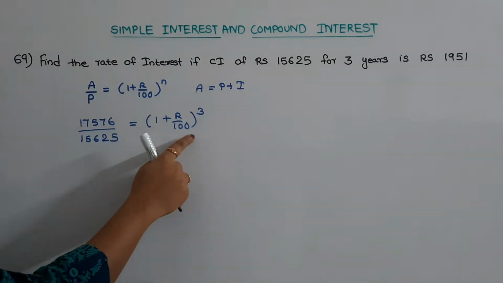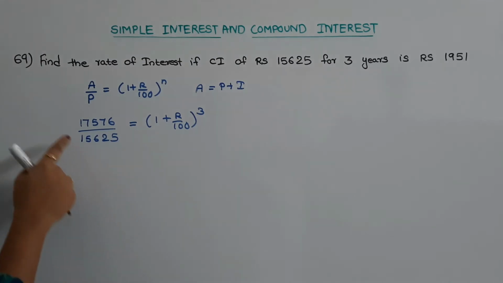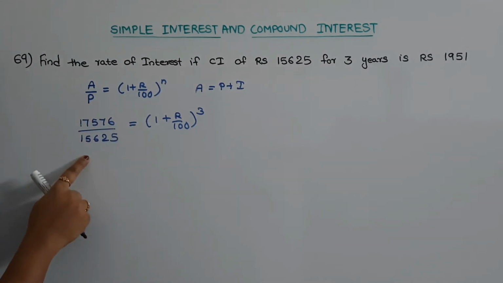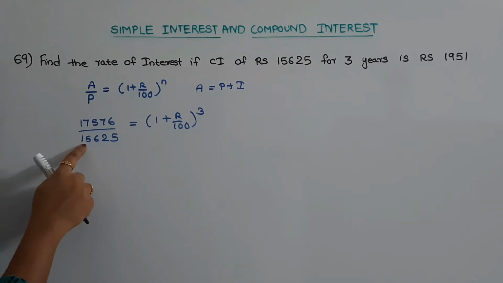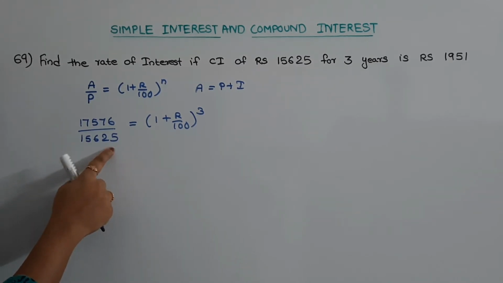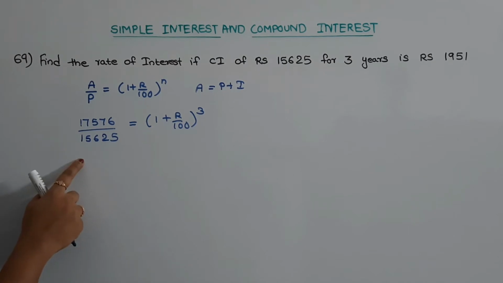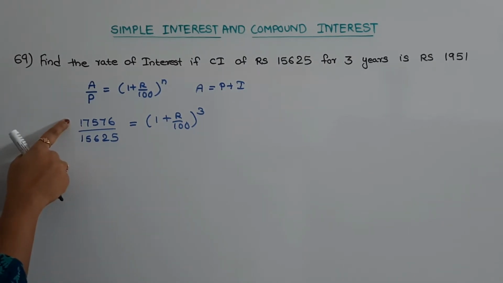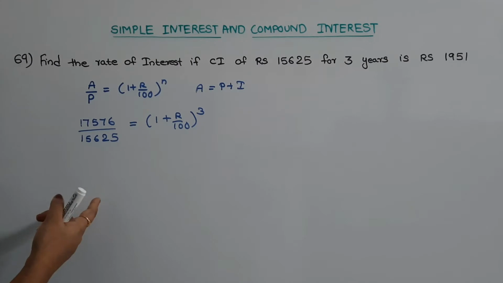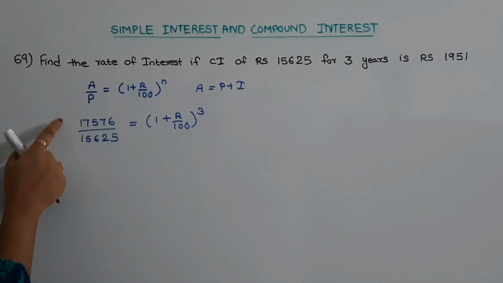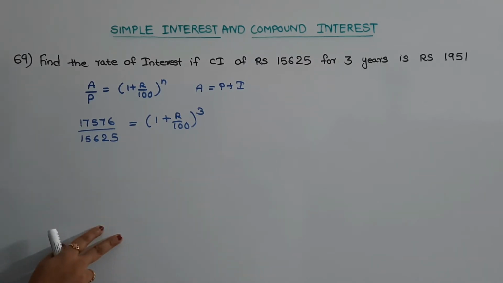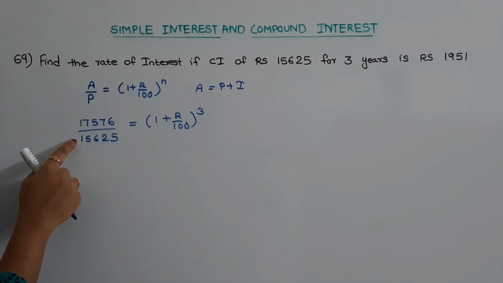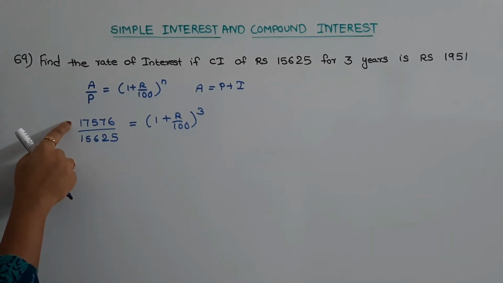Now here the RHS is given in terms of cube. So we need to convert this LHS part also in terms of cube in order to get the value for R. So this 15,625 is the cube of 25. And this is the cube of 26. Now in order to find those values, we need to find out the cube root of these two numbers. There is an easy method to find out the cube root of numbers that I will explain soon after solving this problem. So this is the cube of 25 and this is the cube of 26.